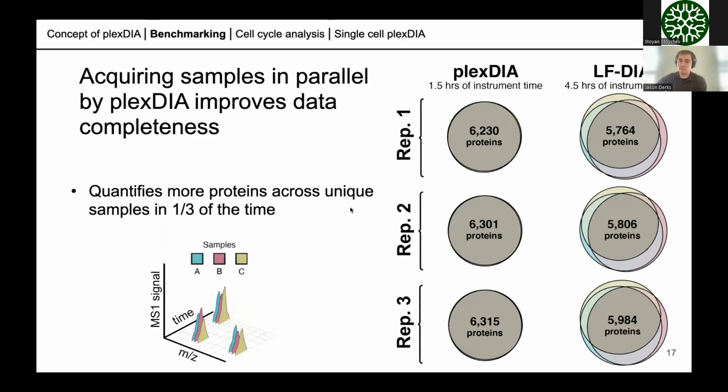But we can make up for this because we are running samples in parallel. We have really high data completeness because we can share in this identification and go and extract signal like you would in a SILAC experiment. And this is what I'm showing here. The data completeness for plexDIA is almost 100%, and we can quantify more proteins in common across the samples than you could with label-free DIA, and you can do so in a third of the time. Again, you can do this because you're sharing in the identification, and you can translate and extract signal where you'd expect it to be.